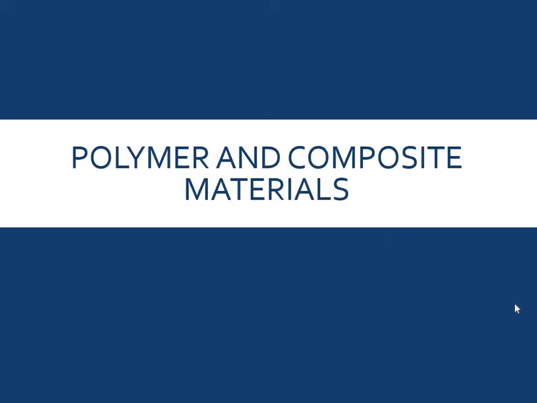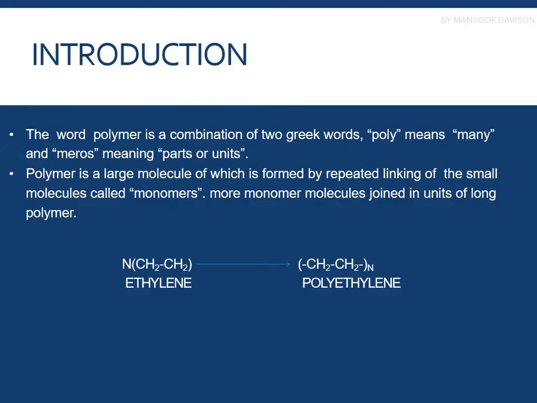In this video, we will be discussing polymer and composite materials. So let's begin. In the introduction, there is the definition of polymers, which says poly means many and meros means parts or units. So basically, this is a Greek word which means many units. So a polymer is a large molecule which is formed by repeated linking of small molecules called monomers.